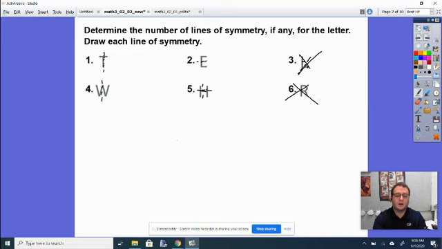Okay. Bonus tip, O has an infinite number. I can cut it in any direction as long as I go through the center, and I can do that in an infinite number of ways.